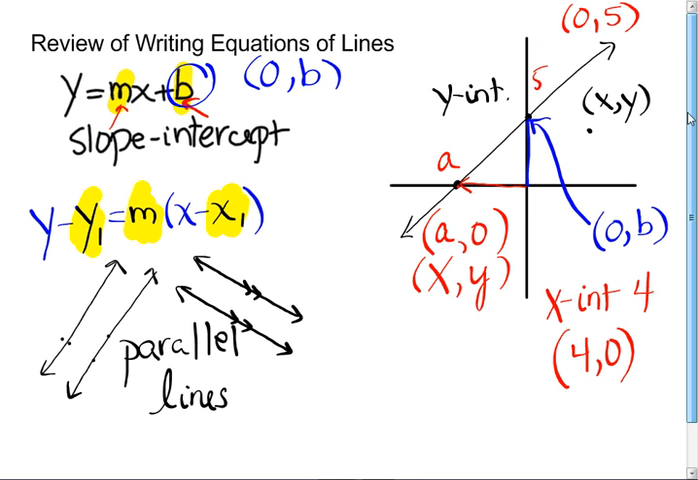Okay. Shh. Okay, what's true about parallel lines? They have the same slope. So hopefully you did question 1.